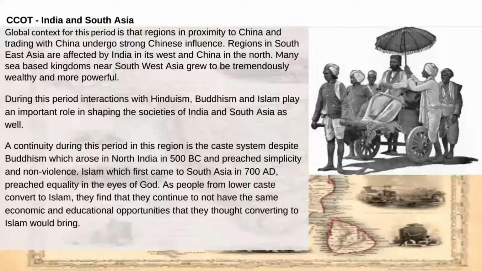South Asia as well. A continuity during this period in this region is the caste system, despite Buddhism, which rose in North India in 500 BC and preached simplicity and nonviolence. Islam, which first came to South Asia in 700 AD, preached equality in the eyes of God. As people from lower castes converted to Islam, they found that they continued to not have economic and educational opportunities.